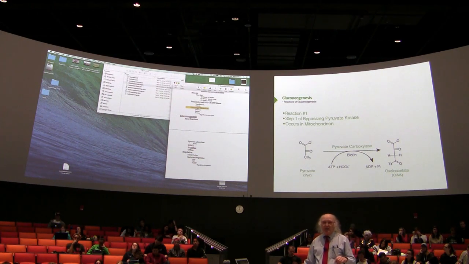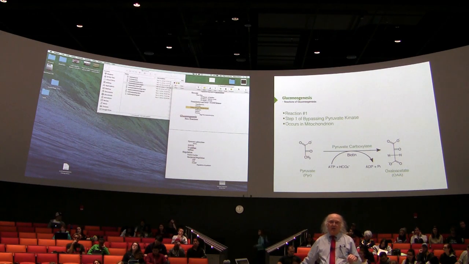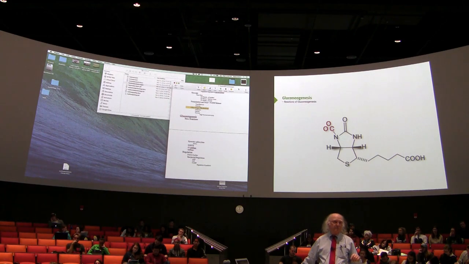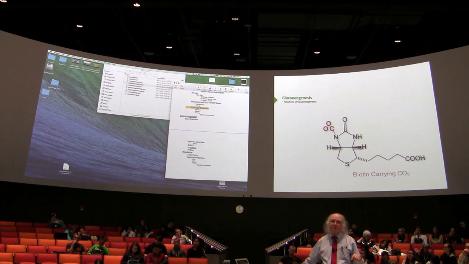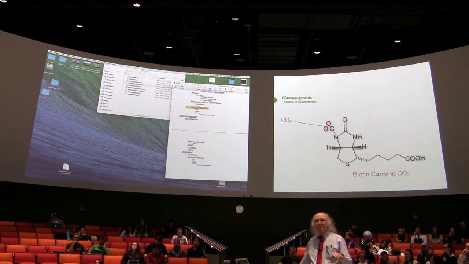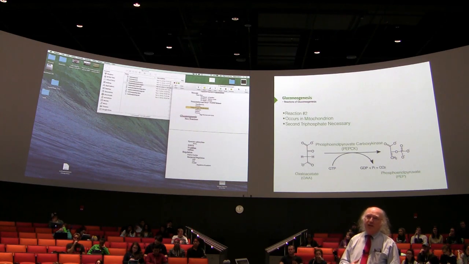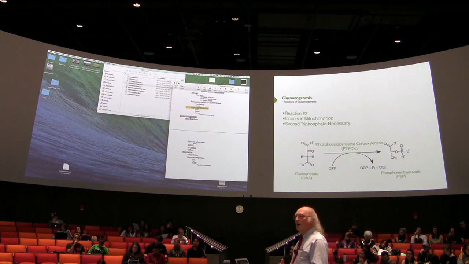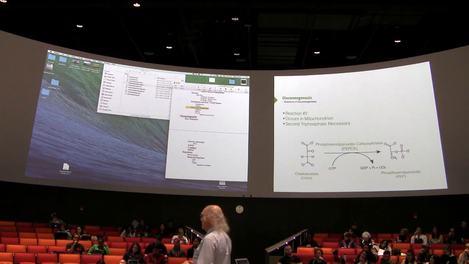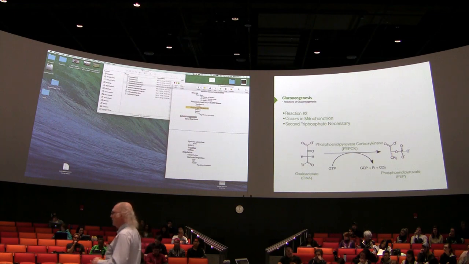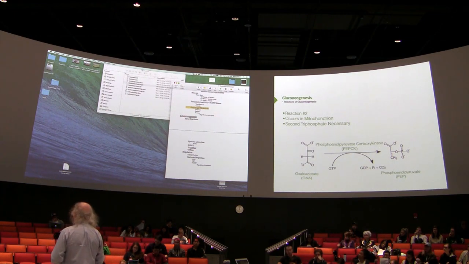This reaction requires energy from ATP. We know the role of the biotin that I talked about was carrying the bicarbonate or carbon dioxide, as you can see here. And that's a very common reaction in carboxylation reactions, as they talked about. The second reaction was that shown on the screen here, which is the decarboxylation of oxaloacetate to form phosphoenolpyruvate, or PEP.